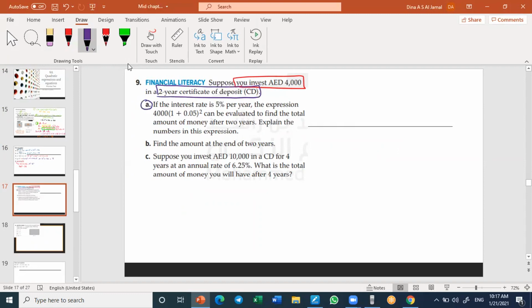If your interest rate was 5% per year, you are having the expression which will be giving you the evaluation of the total money after 2 years. So he would like you to explain each number in this expression. So pay attention, let's write it again. 4,000, 1 plus 0.05 all squared. So pay attention to this.